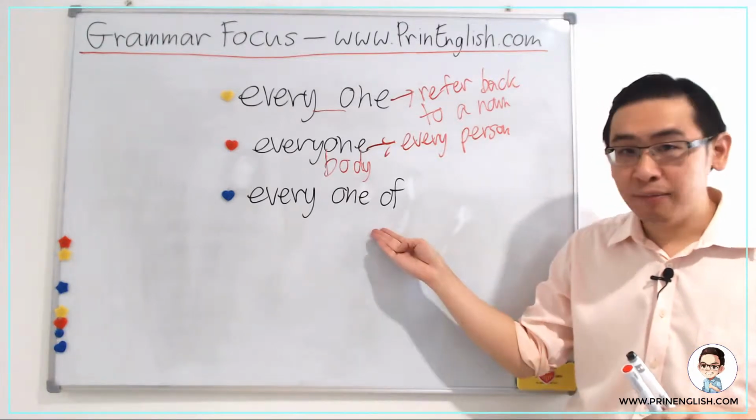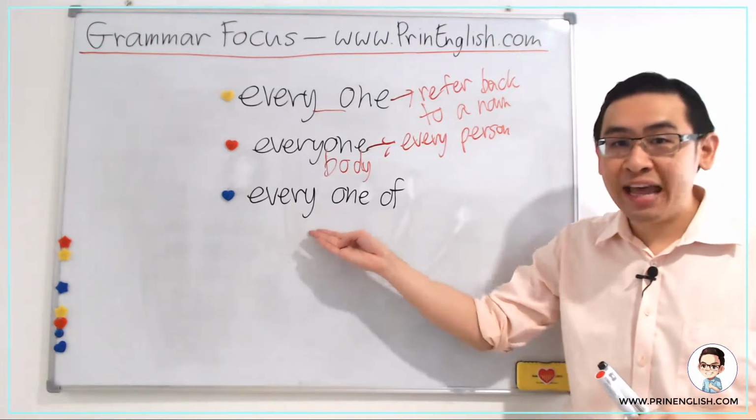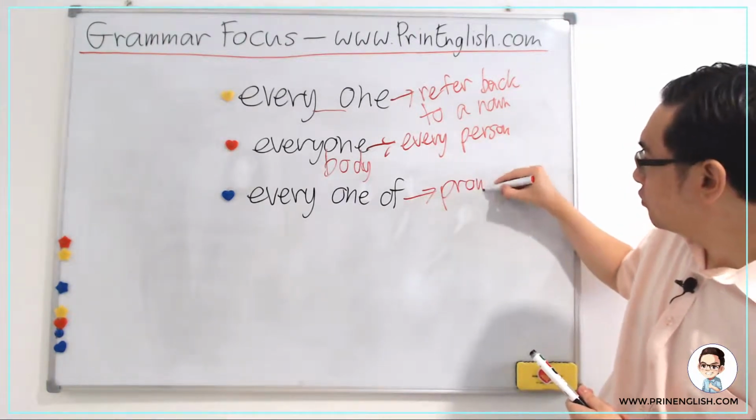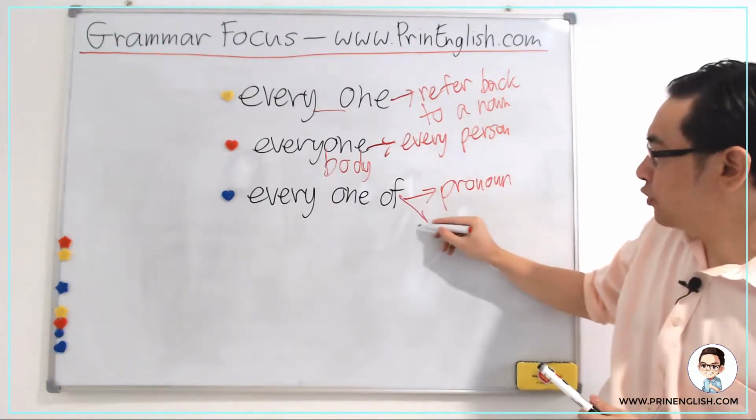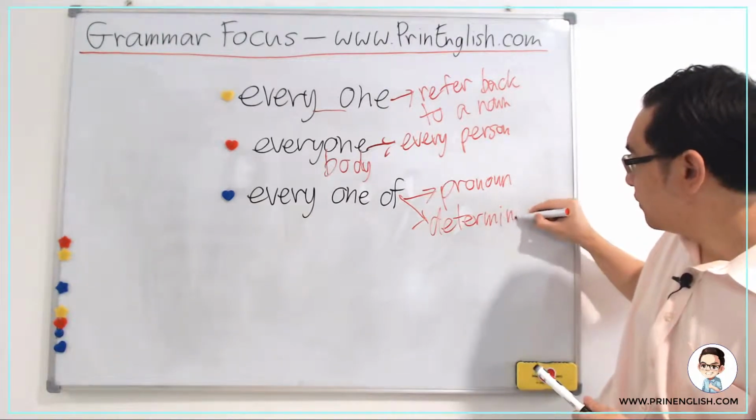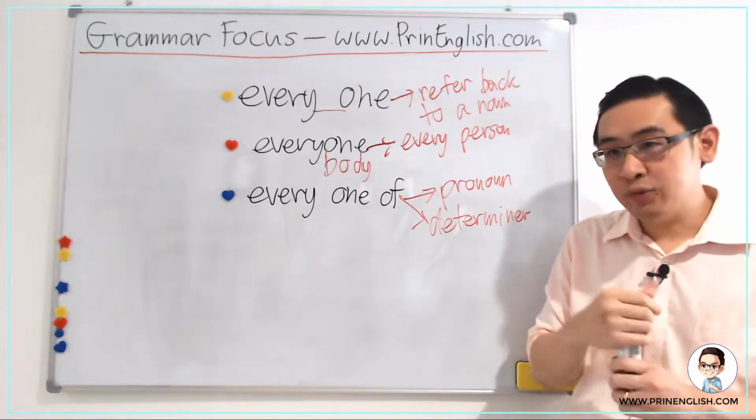And for this one, it's a bit more common, everyone of. We use everyone of before a pronoun, or we can use it before a determiner. Now, determiner, I'll be talking about each one in a moment.